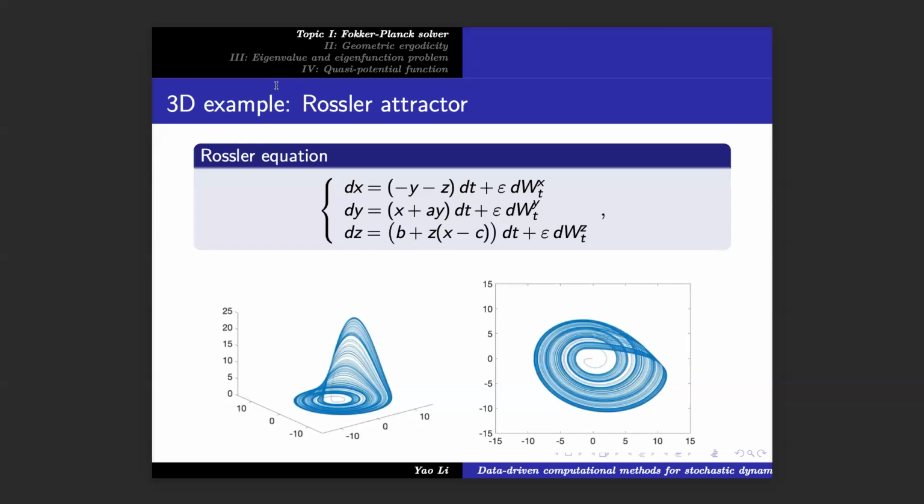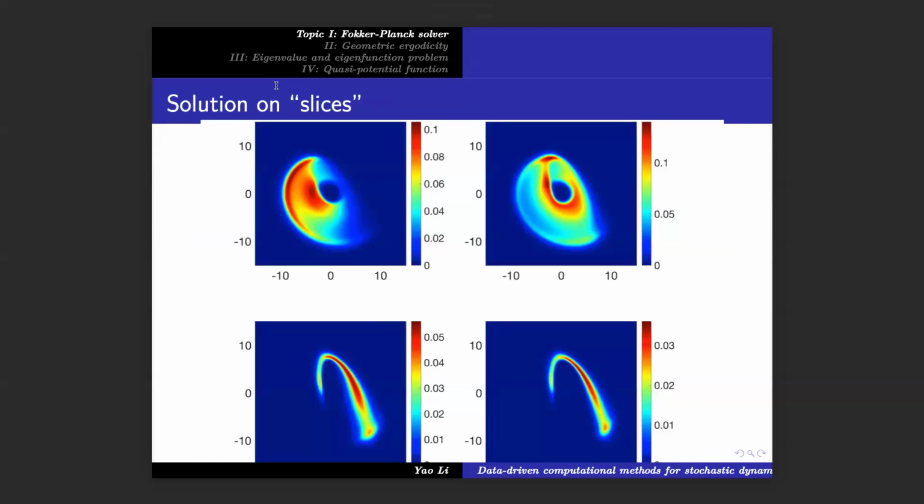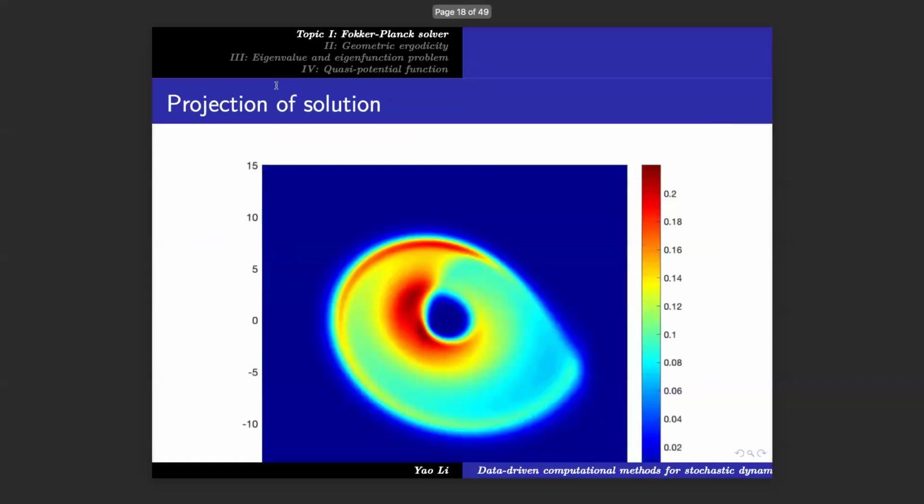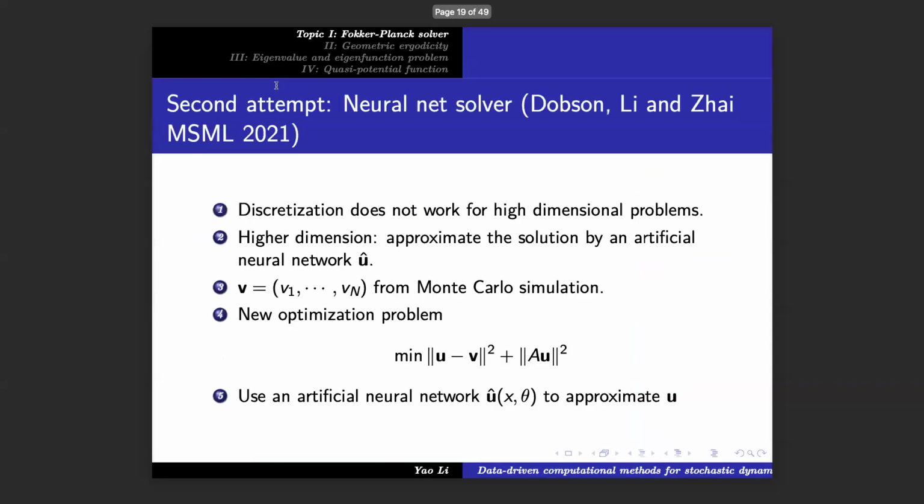And you can also see the invariant density on different slices. So I cut off a few XY slices for different z, and I just want to show you what happens here. And yeah, that's the projection to the XY plane. Okay, so that's the first extension.